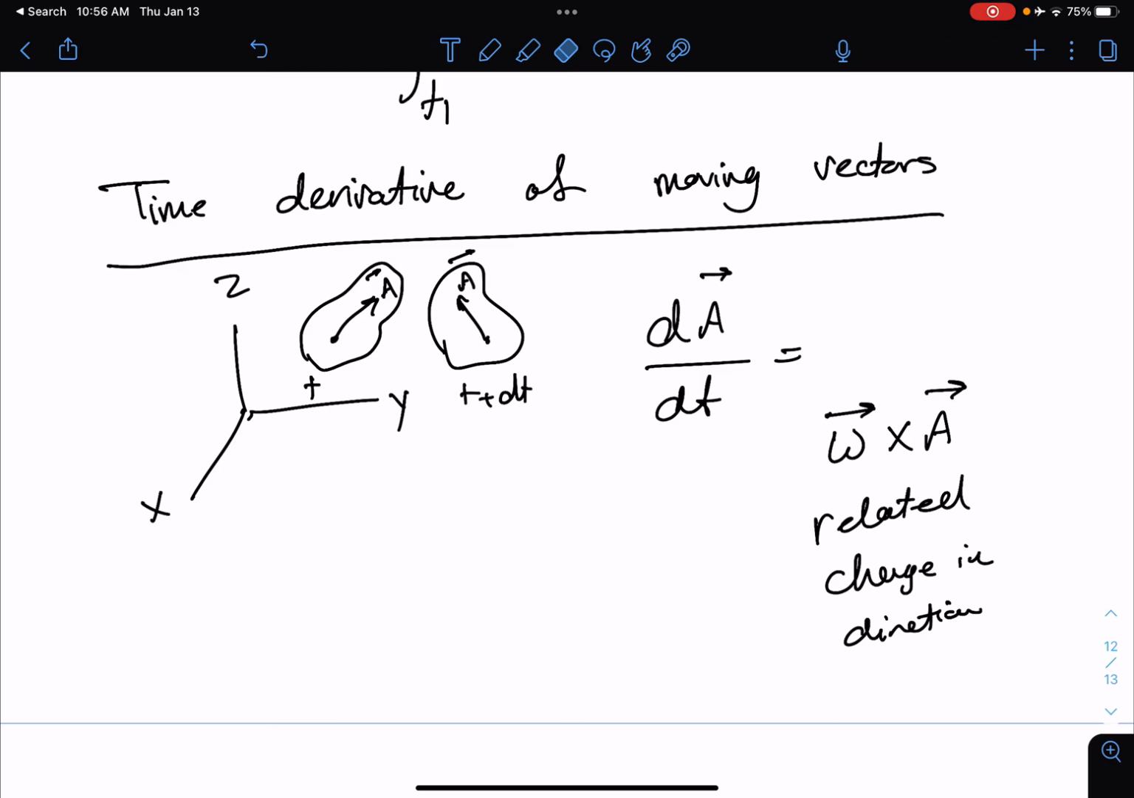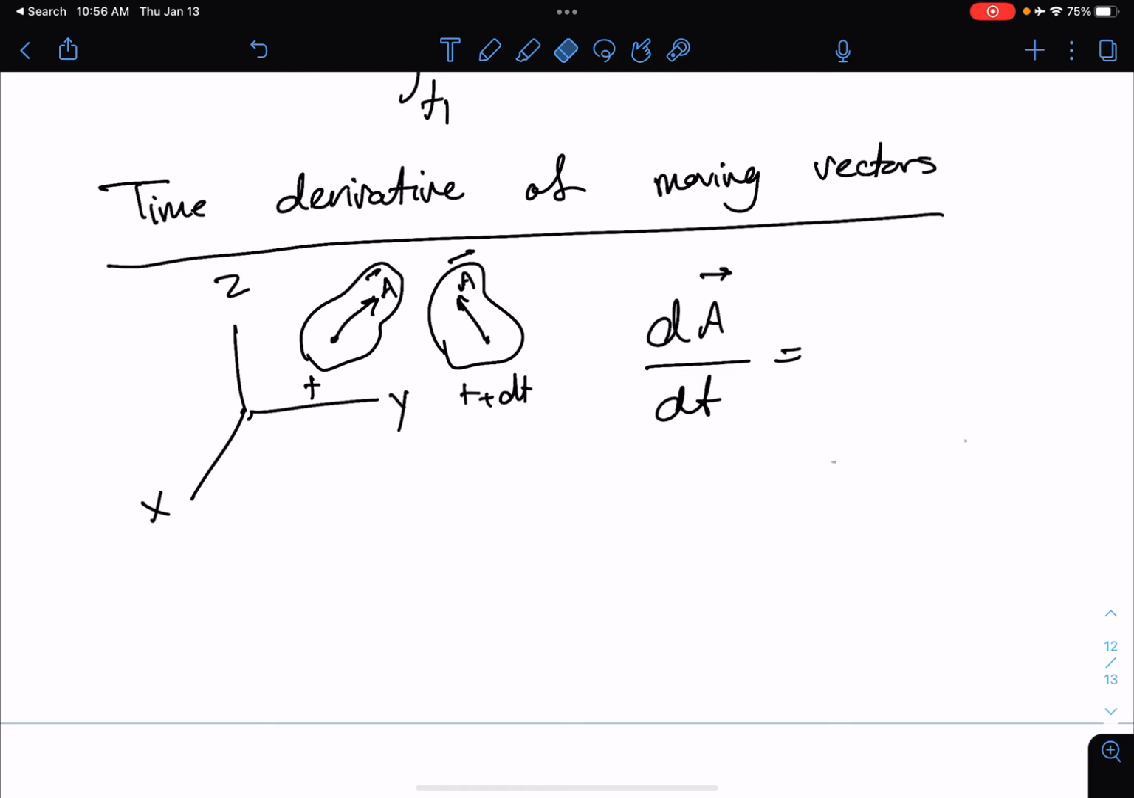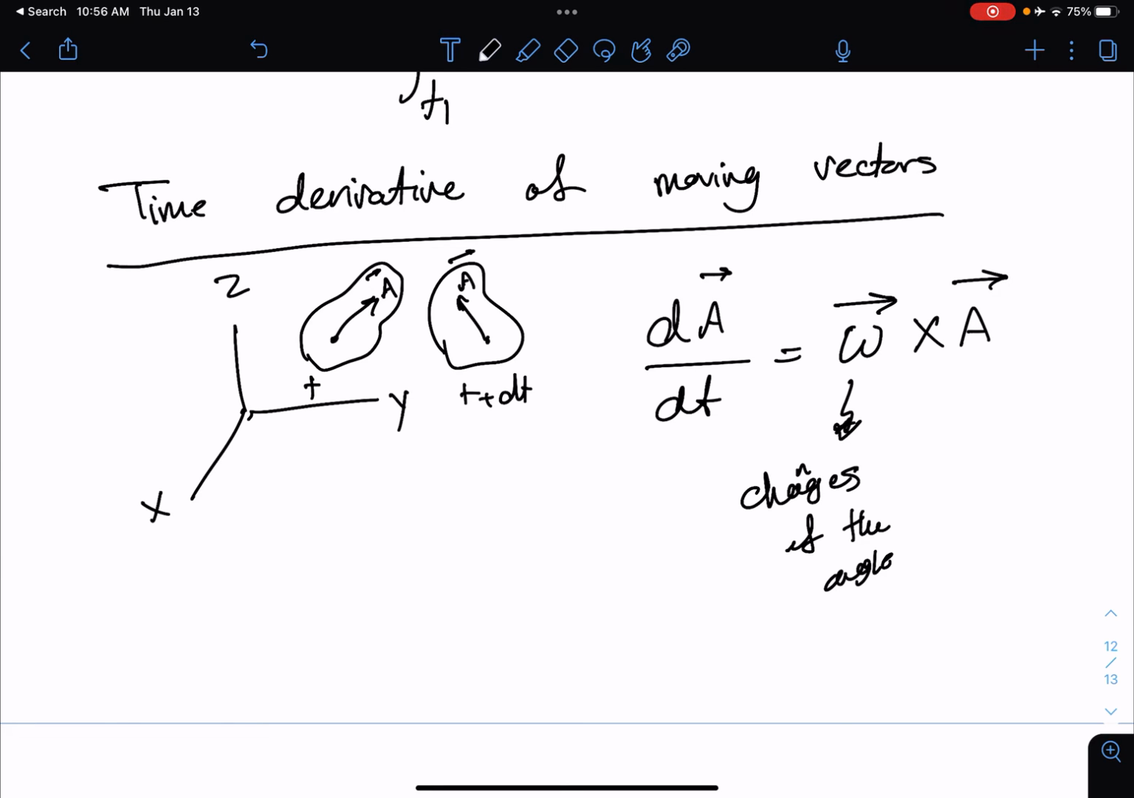As Horton said, we can find this derivative by the cross product of the angular velocity, which is related to the changes of its angle. This angle is with respect to a reference frame. It can be any reference frame because we are interested in changes of that angle, right? So the angular velocity omega, cross product with the vector itself. If we had a vector whose value didn't change, but its orientation changed, its direction changed, then it is changing with respect to time, right? There is a time derivative, and that time derivative equals omega cross A.